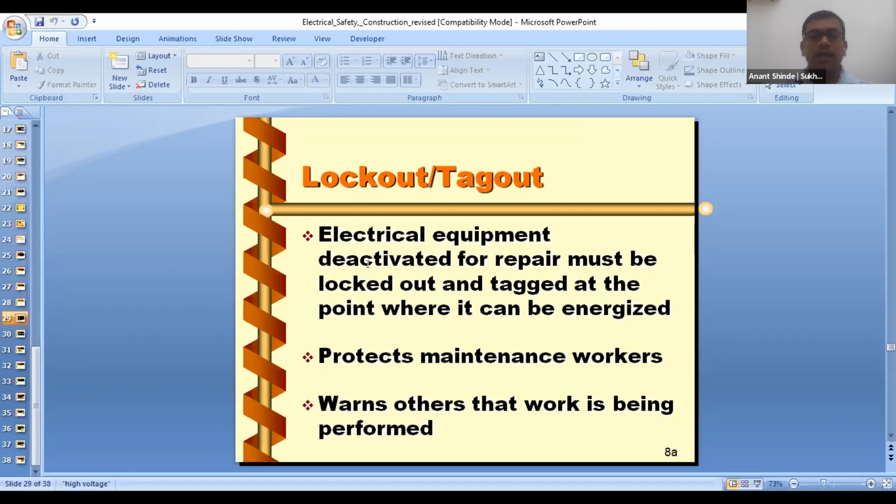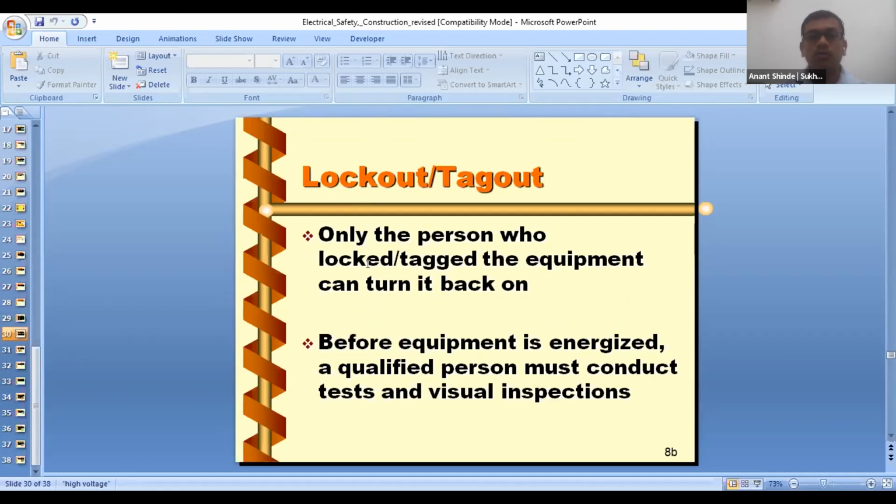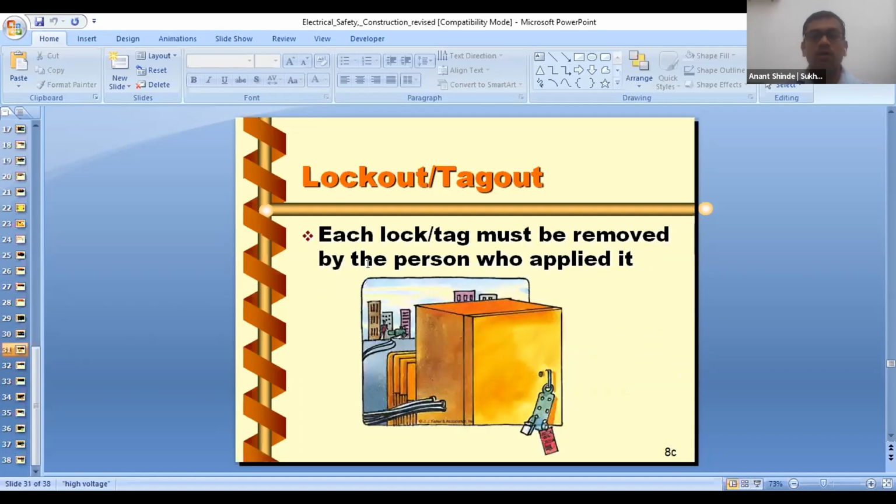Second is lockout tagout. Electrical equipment deactivated for repair must be locked out and tagged out at the point where it is energized. This protects maintenance workers, warns others, and others being the performer. Only the person who locked and tagged the equipment can turn it back on. Before equipment is energized, a qualified person must conduct a test and visual inspection. Each lock and tag must be removed by the person who applied it.